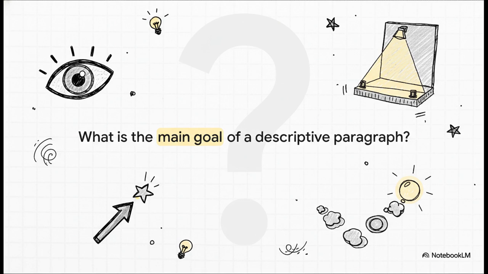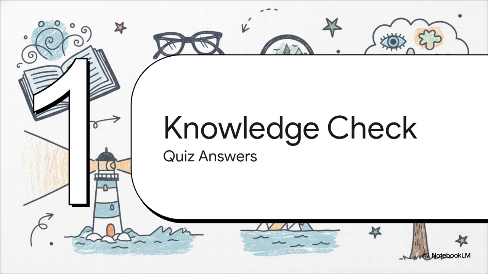And for our last one, question number six. Let's think big picture here. What is the main goal of a descriptive paragraph? What's the whole point? All right, hopefully you had a chance to think through those. Let's go over the answers.